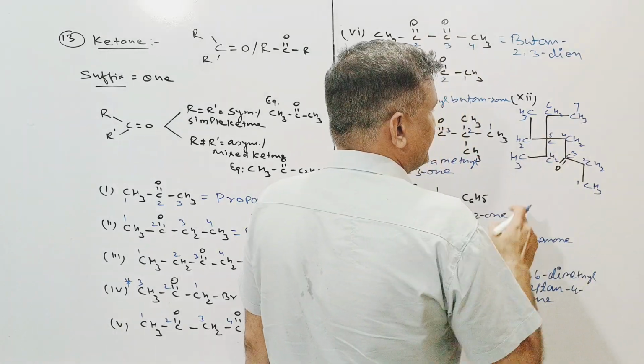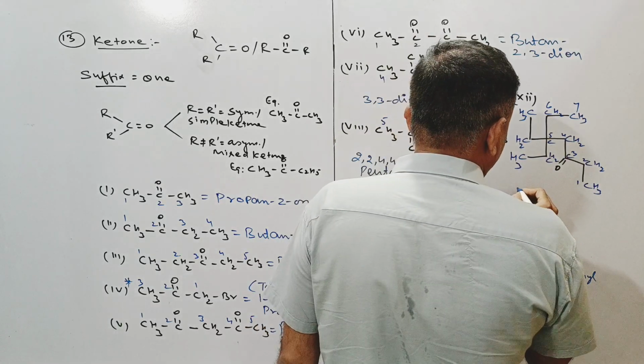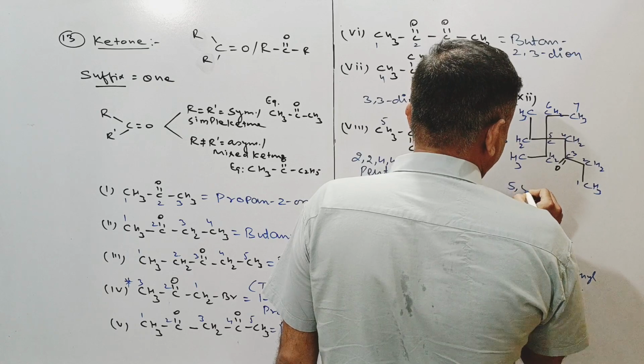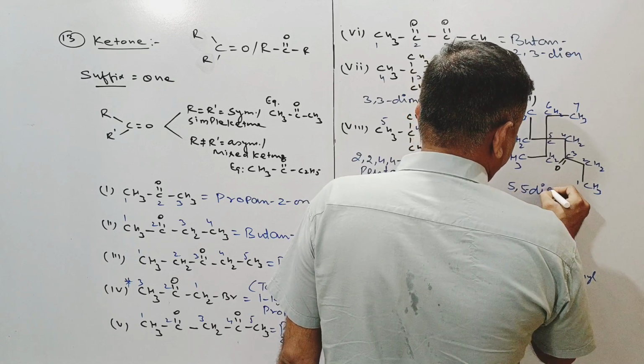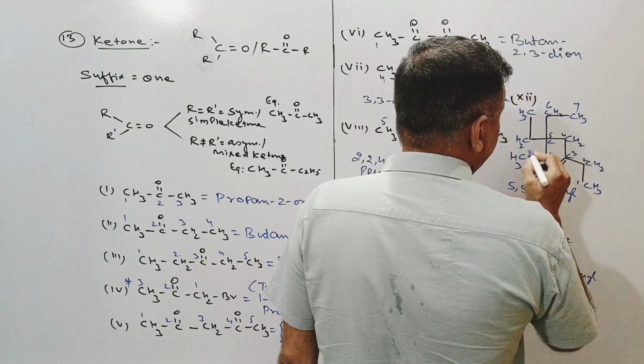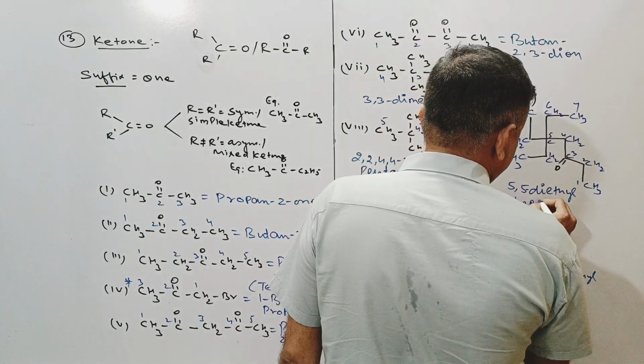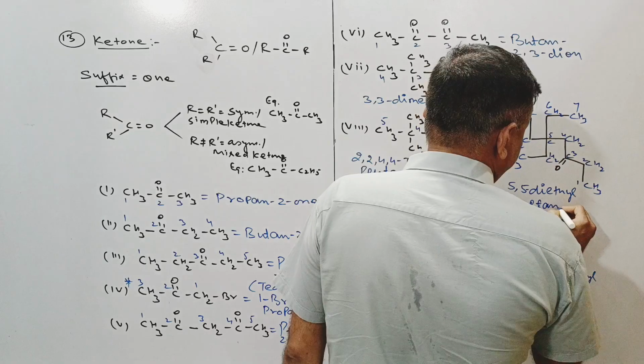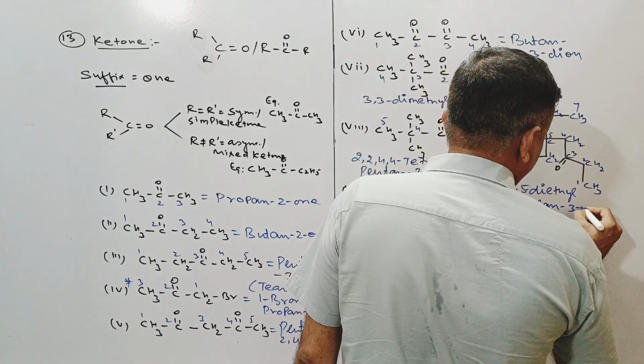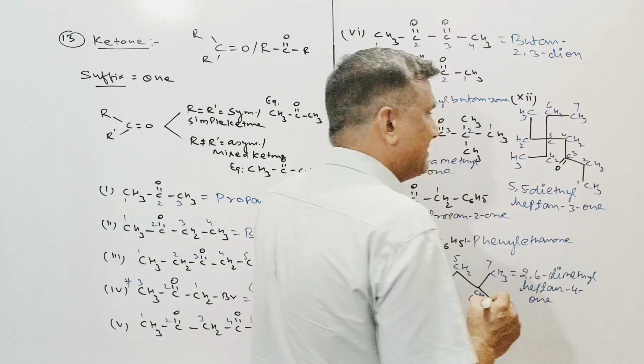Over the number 5 position, there are 2 ethyl groups, so you will call it 5,5-diethyl. After that, there is a 7 carbon chain, so it will have a single bond. At number 3 position, there is the ketonic group, so "3-one" in the name of the compound.